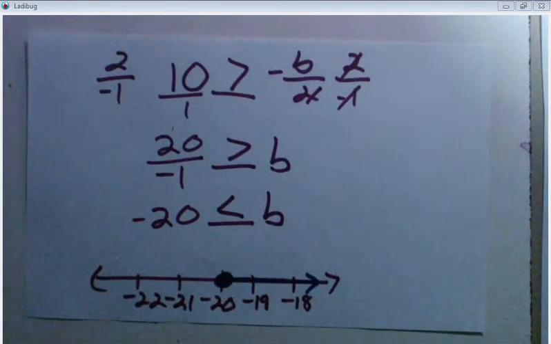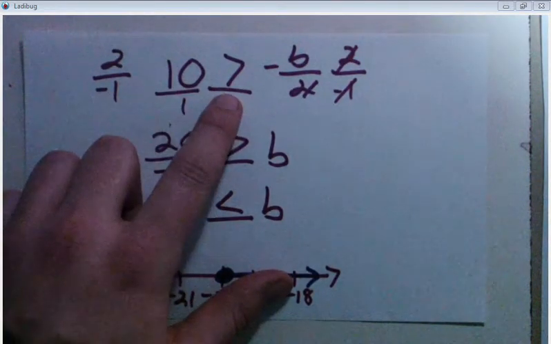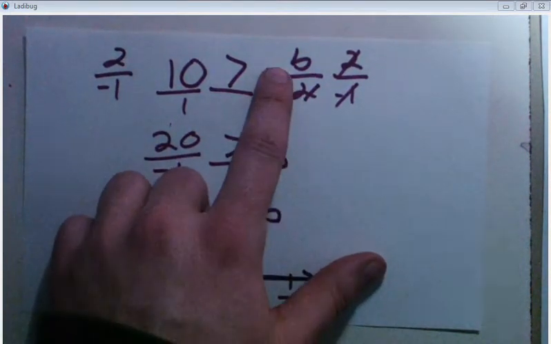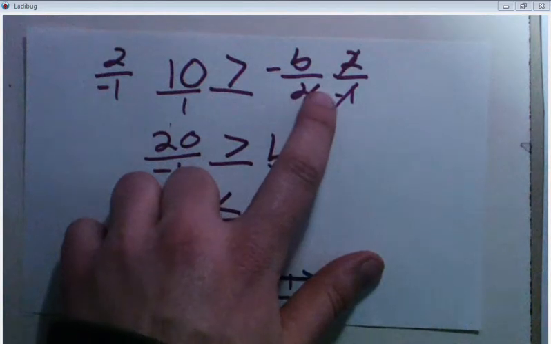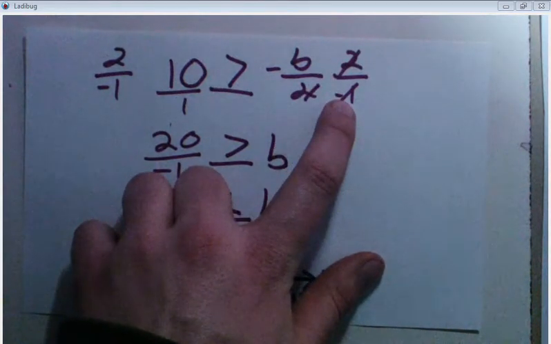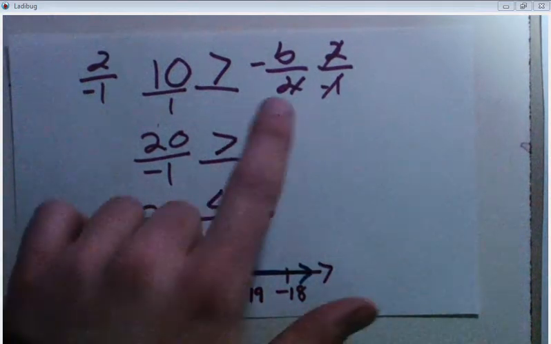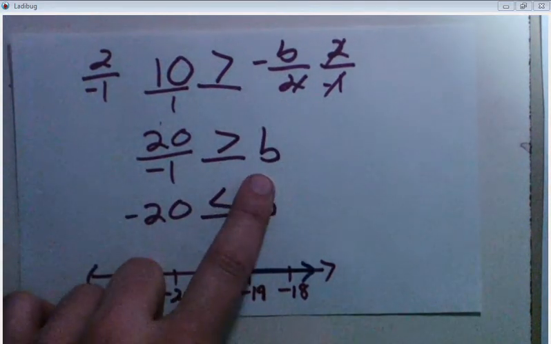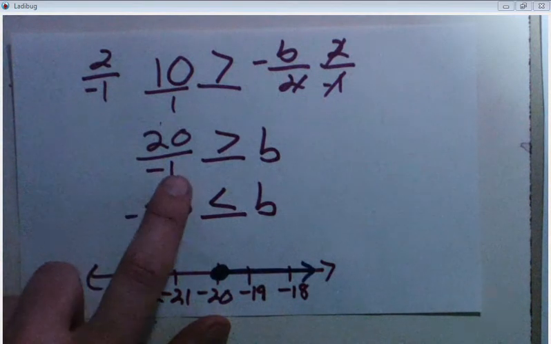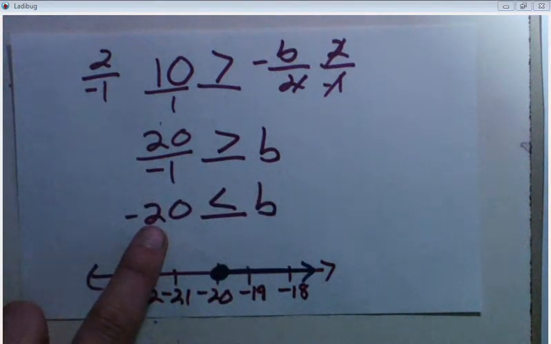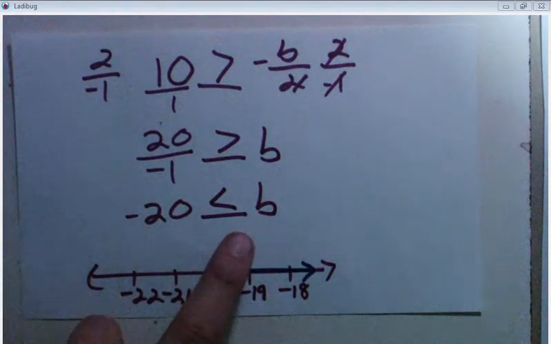Alright guys, here's the last example. So we've got 10 is greater than or equal to negative b over 2. So I find my variable and I've got to multiply by the reciprocal, which is 2 over negative 1. Multiply 10 by 2 over negative 1. These cancel out over here, leaves me with b. So now I've got 20 over negative 1 is greater than or equal to b. And then I end up simplifying that, getting negative 20 is greater than or equal to b.